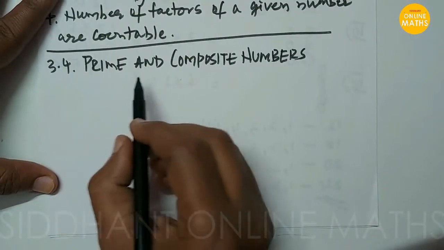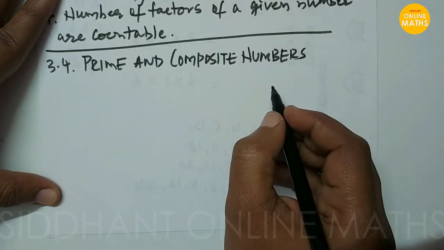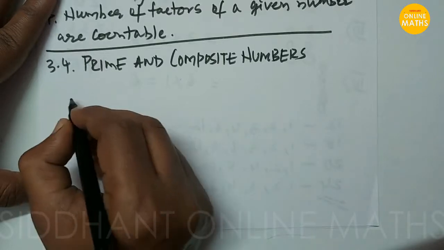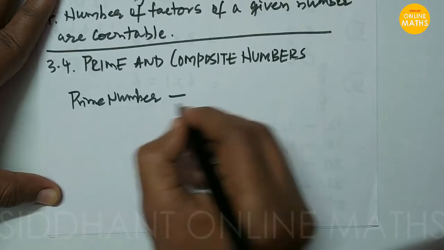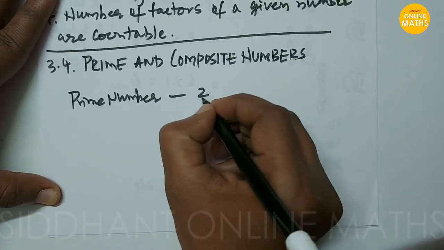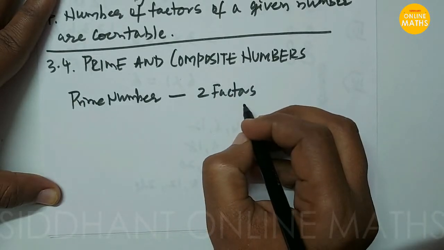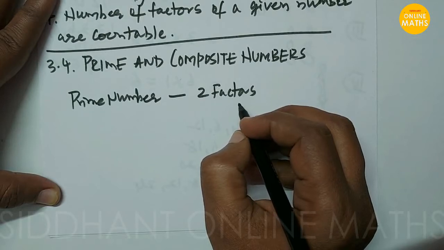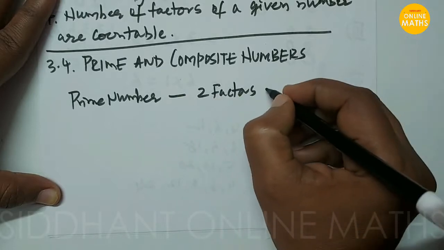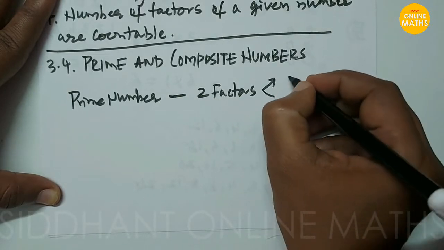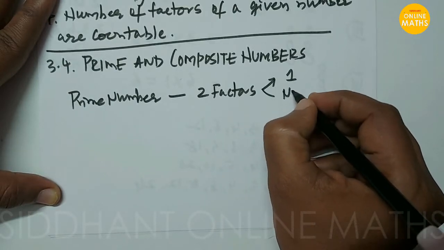So next topic, prime and composite numbers. Here we are going to see what prime numbers are and what composite numbers are. So a prime number is one which has only 2 factors. When you see only 2 factors of a particular given number, then we can say that number is a prime number. And of these 2 factors, one factor will be the number 1, and the other factor will be the number itself.